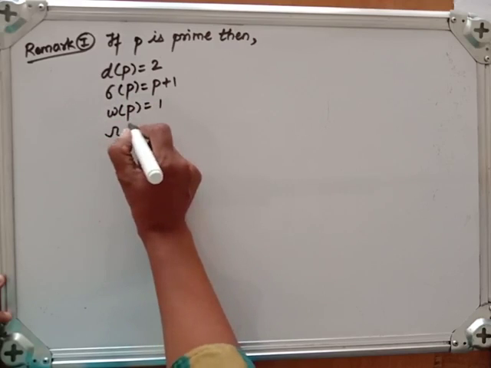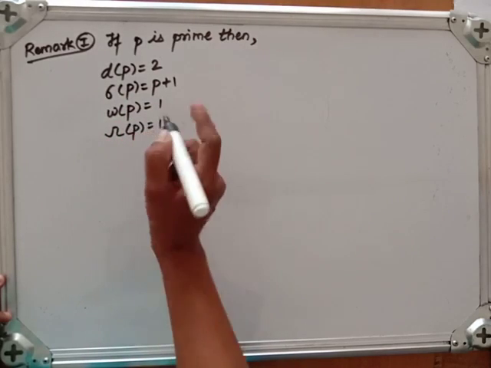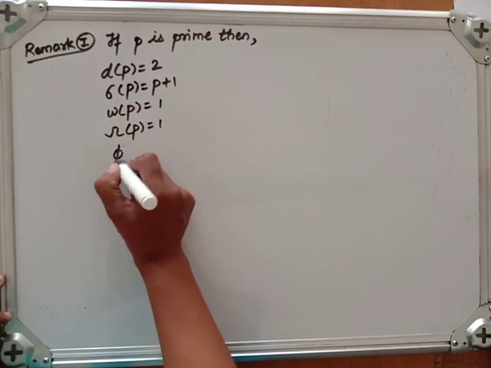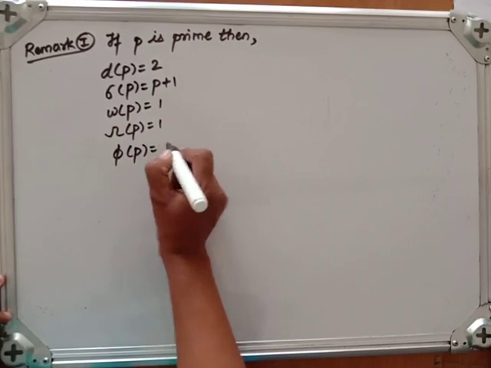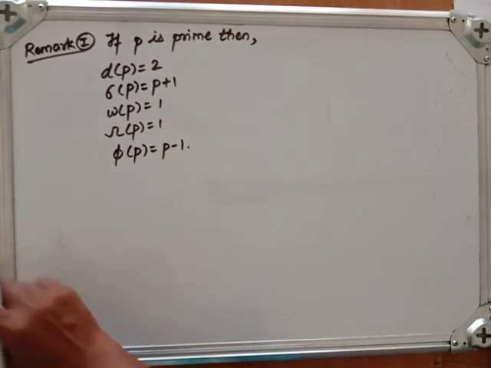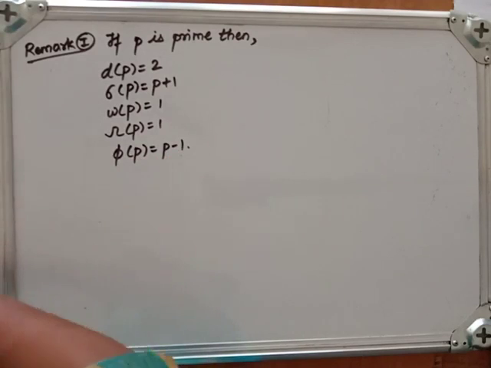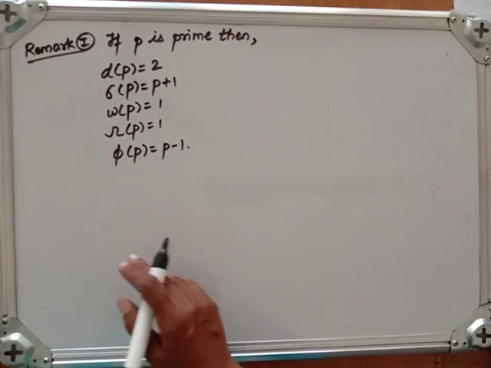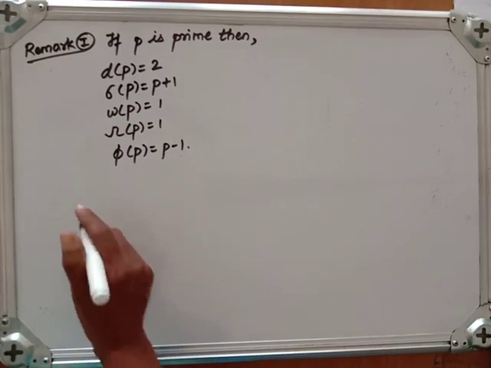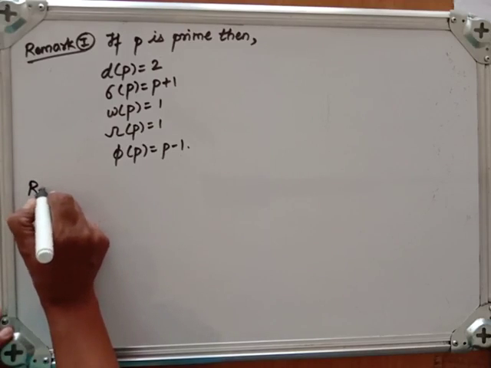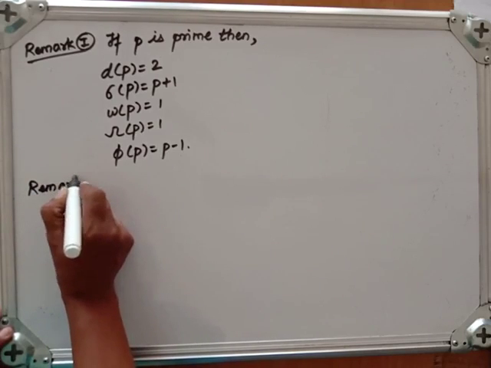Then another one, omega of p, both omegas are here 1. This capital omega also, what? 1, because only one prime will be there. Then phi of p is known to you. Phi of p is what? P minus 1. This is the remark. Okay. Now let's take some more remarks. Suppose remark 2.